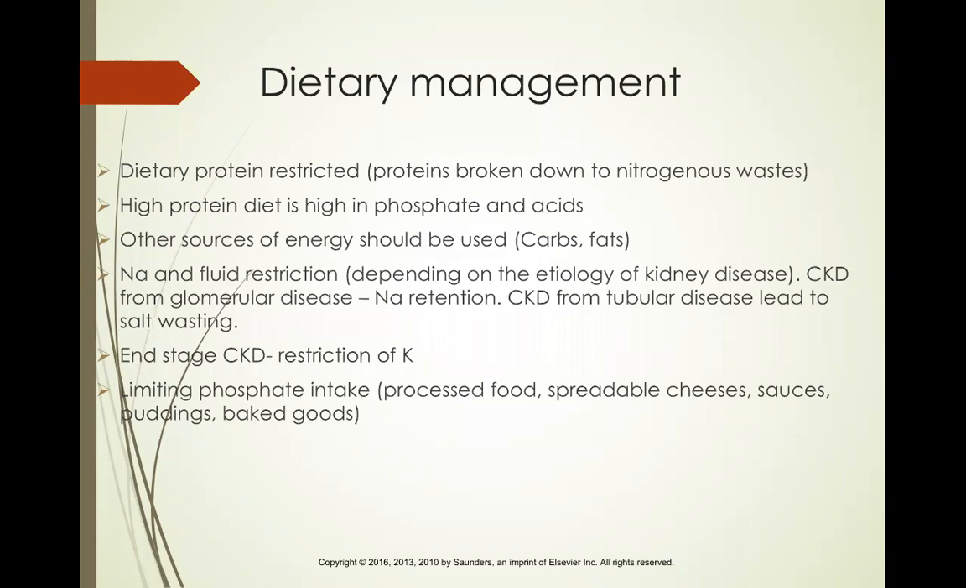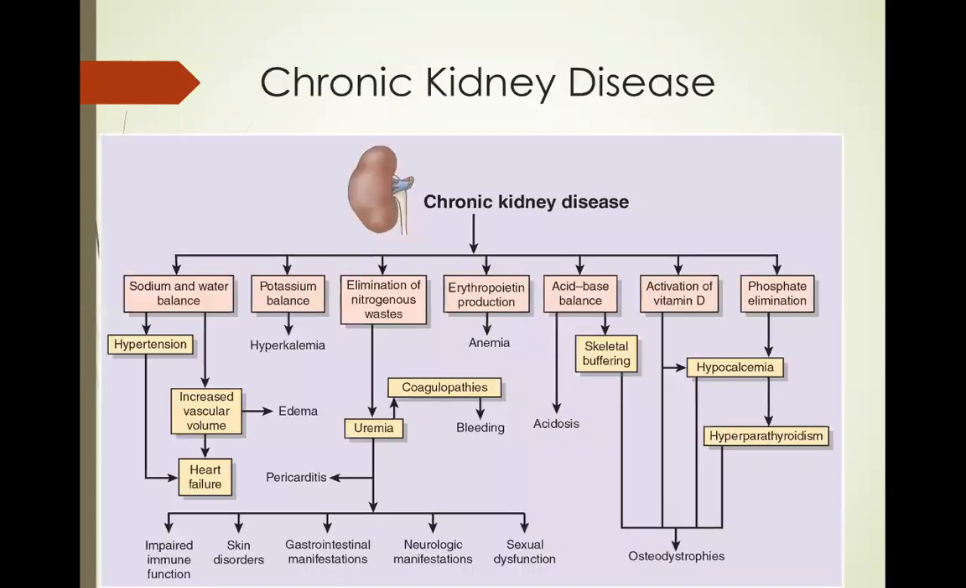Chronic kidney disease from tubular disease leads to salt wasting. End stage chronic kidney disease, there's also restriction of potassium. And the reason for that is they are in a state of hyperkalemia. They advise or recommend limiting foods with high phosphates, such as processed foods, spreadable cheeses, puddings, and baked goods.